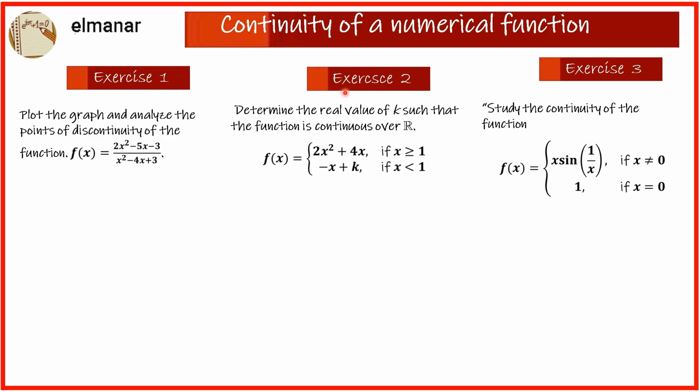Exercise 2. Determine the real value of k that makes the function continuous over all real numbers. f of x is a piecewise defined function. 2 times x squared plus 4 times x if x is greater than or equal to 1. Negative x plus k if x is strictly less than 1.